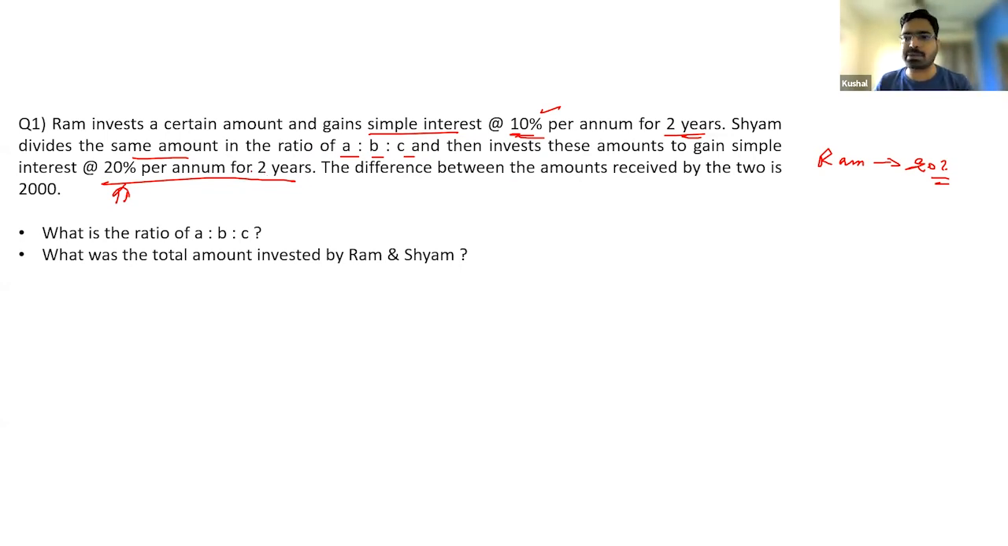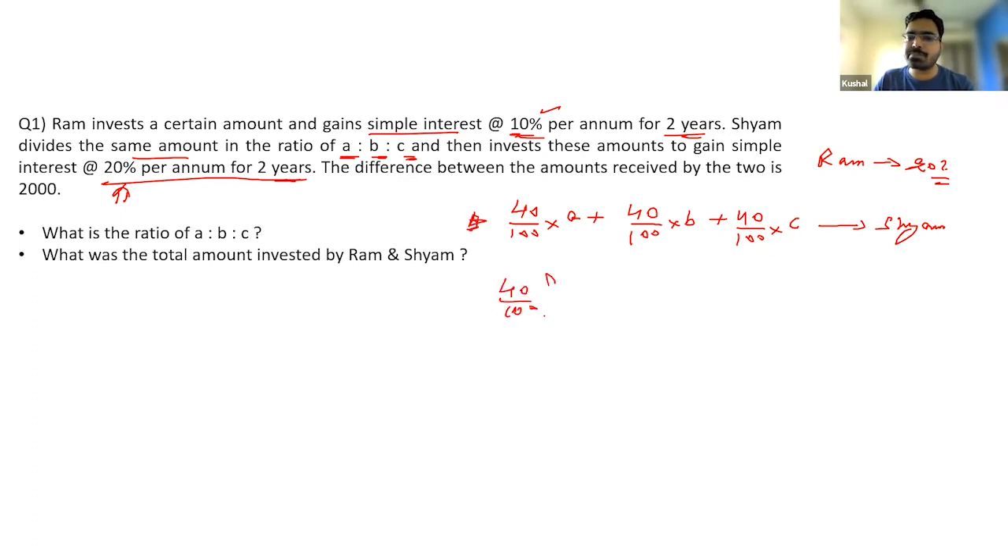That means 40%. Let me say that this was the amount A, this was the amount B, and this was the amount C. So what am I going to get? I'm going to get 40% of A plus 40% on the second amount as well, which is B, and on the third amount as well, which is 40% of C, correct? For 2 years. This will be the amount that Sham will generate. The difference between the two amounts is 2,000 rupees. Now let us evaluate this statement a little further. I can take 40% common, 40% of A plus B plus C, correct?